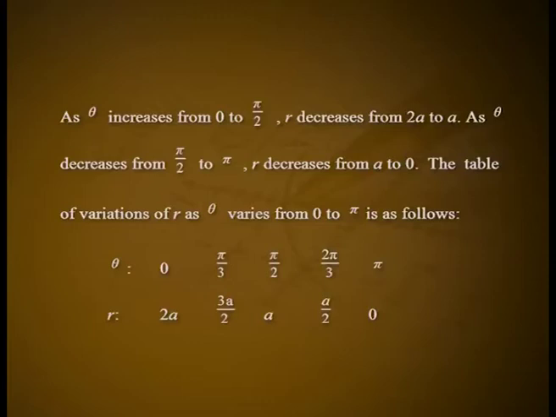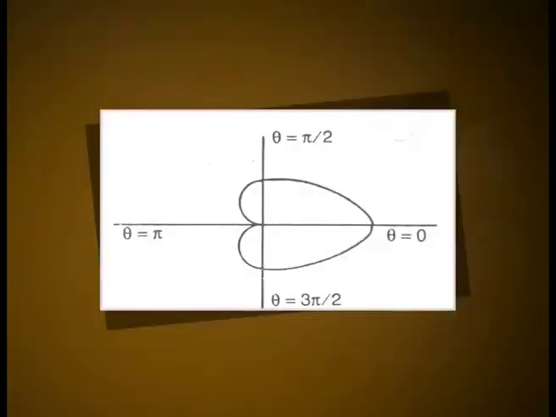Values of r: 2a, 3a by 2, a, a by 2, 0. Since the curve is symmetrical about the initial line, the complete graph is as shown in figure 6. Example 7. Trace the curve x cube plus y cube is equal to 3a xy.